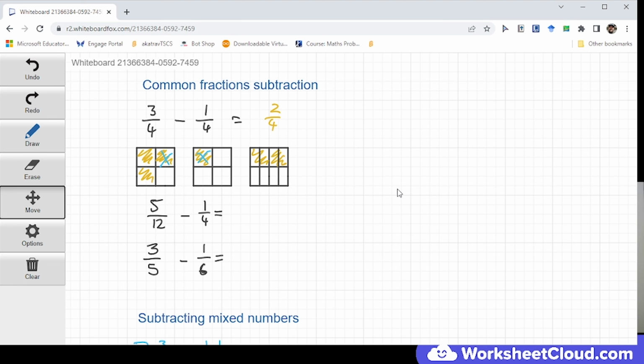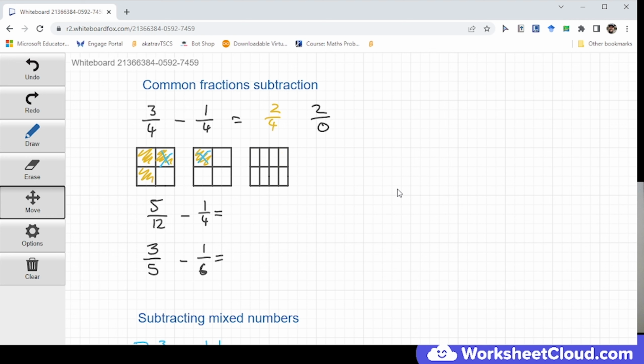If we made our answer 2 over 8, oopsie, ruler's now on and it shouldn't be. If we'd made our answer 2 over 8 by, oh, sorry, that's not even the right way around. 4 minus 4 is 0. We wouldn't even have, so it wouldn't even fit in here at all.